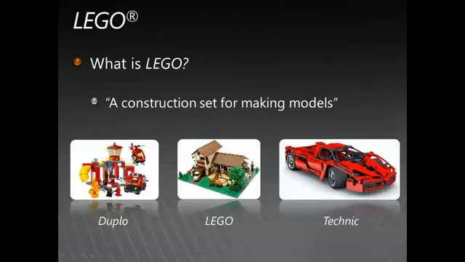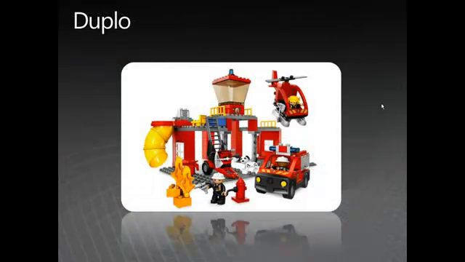Let's consider Lego. So what is Lego? Well, Lego is a construction set for making models, and it comes in three forms. So we have Duplo for small children, Lego for slightly older children, and Technic normally for their parents. If we consider some examples of some Lego models, this is an example of a Duplo model.